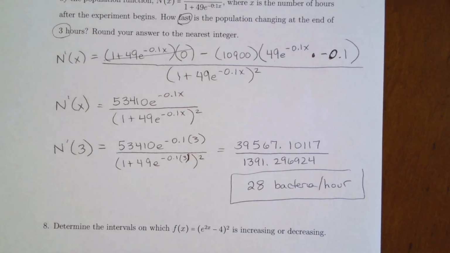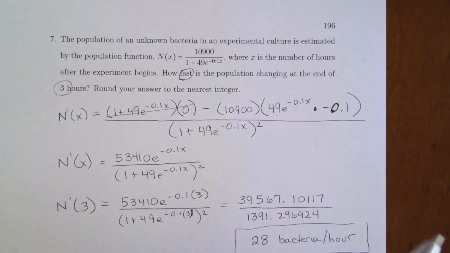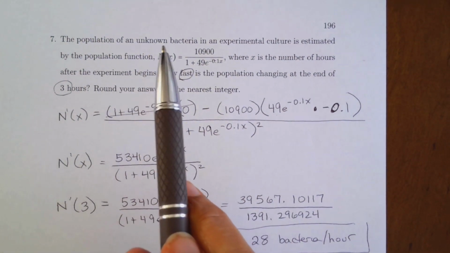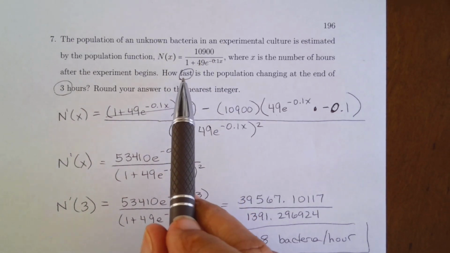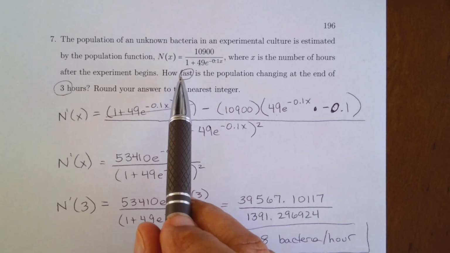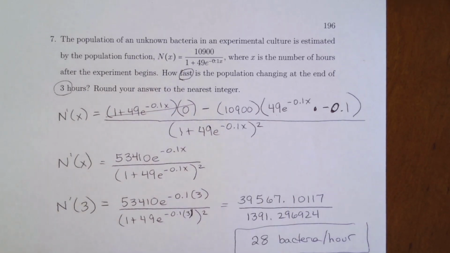Okay. All right, so it doesn't matter the type of problem you have. Again, just the words are really important right now. If I asked you for the population after 3 hours, that would have gone in the original function. How fast? That's a rate. So that's a derivative problem.